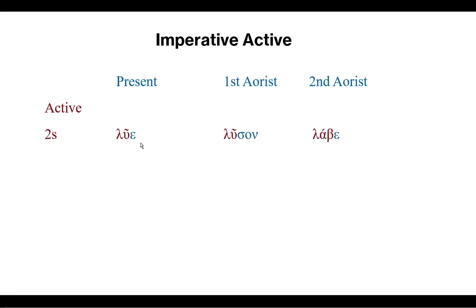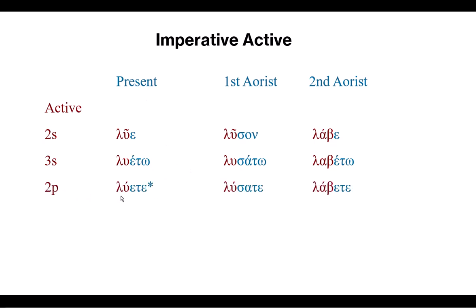second singular, lua, lusan, and labe. Notice that the second aorist has the same ending as the present. The only thing that distinguishes them is that we have this second aorist stem. The third singular is lueto, and then for the first aorist we have lusato, and then labeto. Again, the second aorist same as the present. We're just going to see that continually down the rows here.